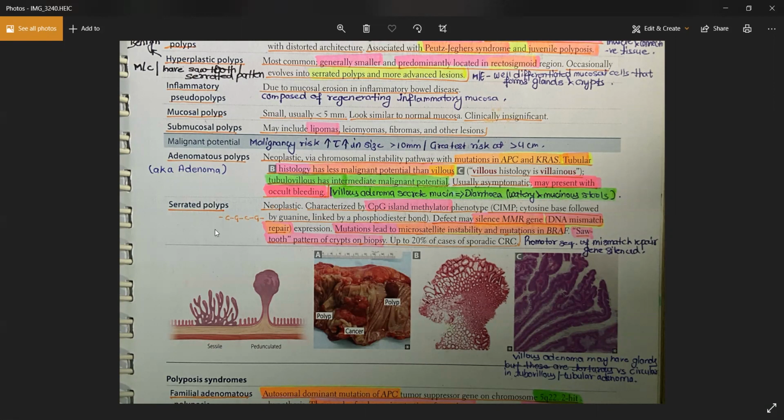In the serrated polyps, okay, the silencing of the MMR gene occurs, which is a DNA mismatch repair gene. Now, as a result, the DNA mismatch repair can never happen. This will lead to the accumulation of mutations within the DNA. And as a result, when the mutation occurs in the BRAF gene, it can cause the microsatellite instability pathway. It will cause some microsatellite instability, and that can cause the serrated polyps. Okay. So we need two gene mutations, MMR and BRAF, for this.